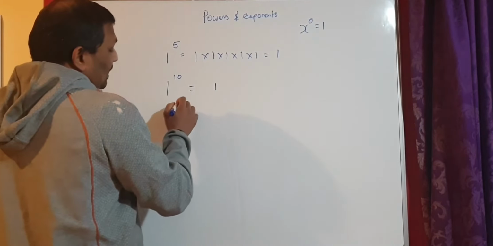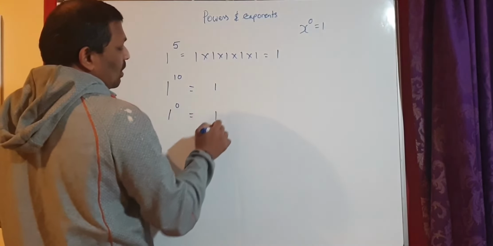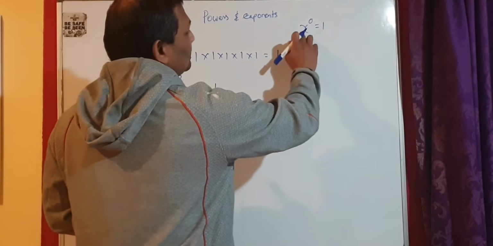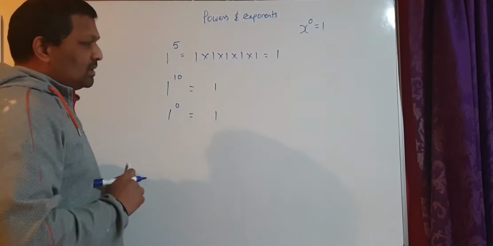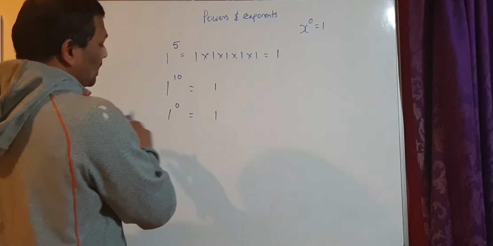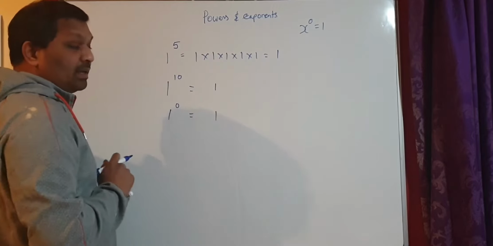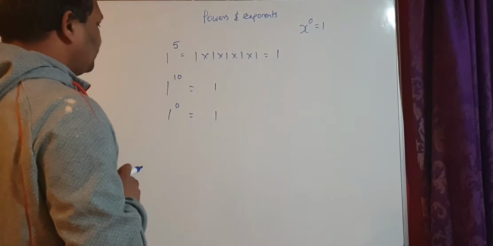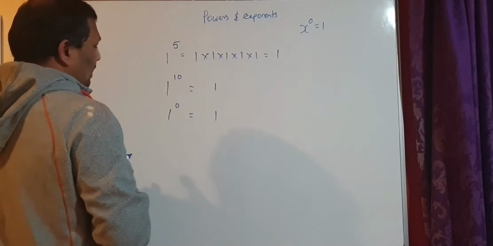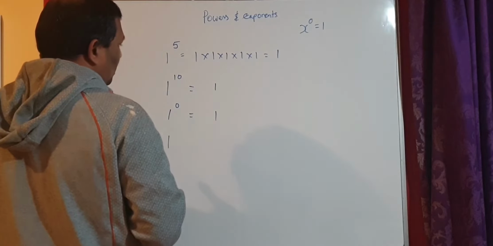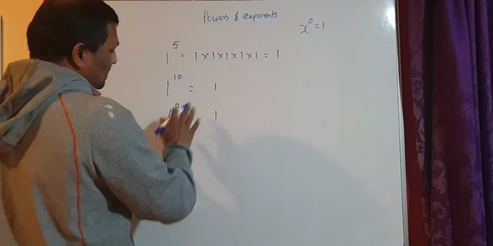Again, 1 raised to the power of 0, you get 1. Okay, so this is the same as here. Any number raised to the power of 0, you get 1. So 1 is not an exception for it. Even if you raise 1 to the power of 0, you will get 1.